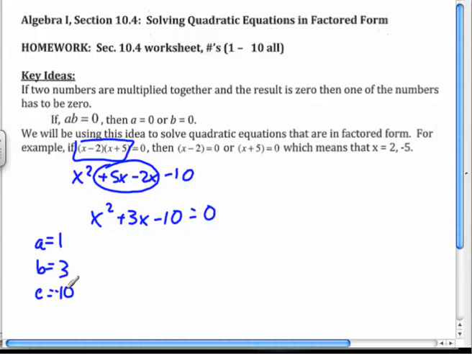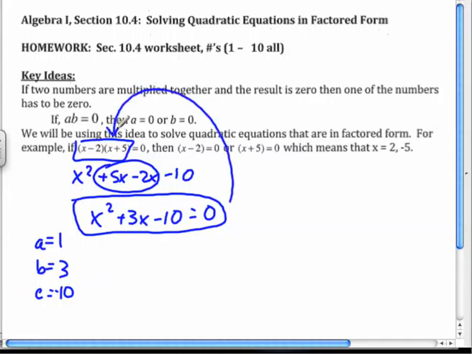Now, like I said, we're going to learn how to see this and factor it back so that it looks like this problem. And that problem says x minus 2 times x plus 5 is equal to 0. And this can be solved very quickly. All right? But let me talk about something first.